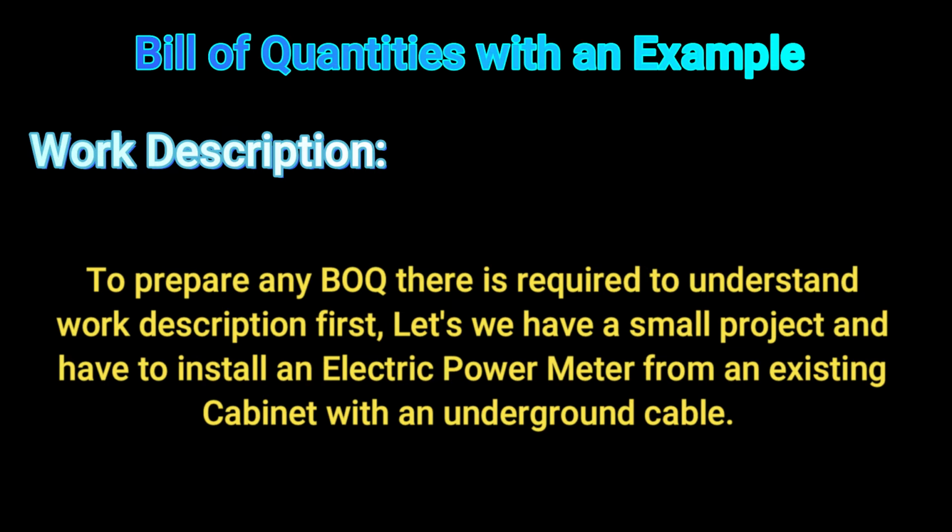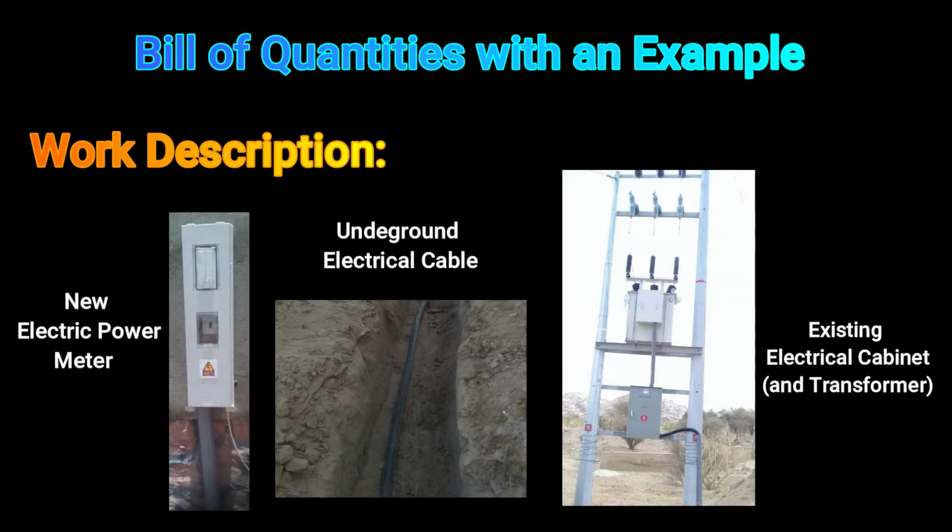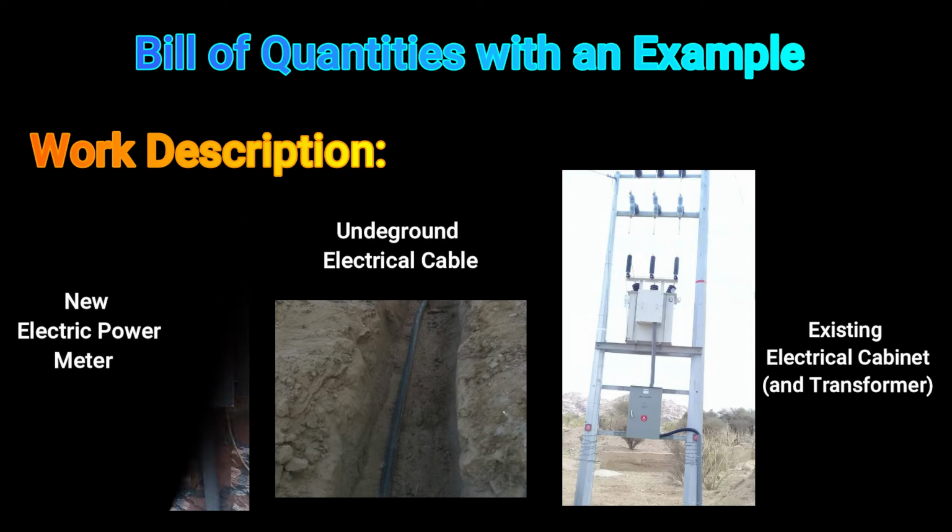Let's say we have a small project and have to install an electrical power meter from an existing cabinet with an underground cable. The work scope is shown here with photos. From the left side it's a new electrical power meter, in the center underground electrical cable, and on the right side there is the existing electrical cabinet.